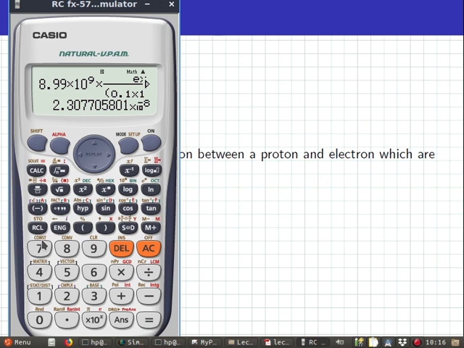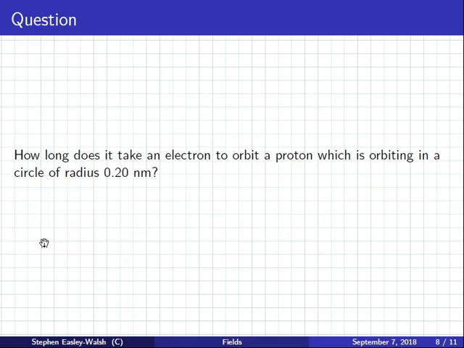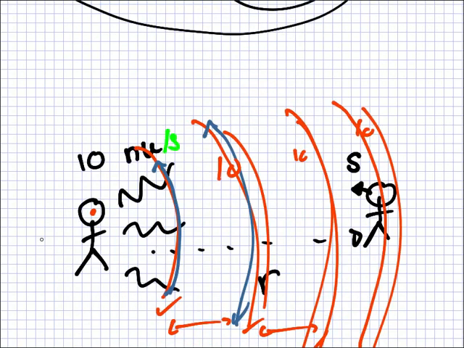Yes, no, maybe so? Yes. Yeah? Okay. Right. Now, here's a juicy one. How long does it take an electron to orbit a proton, which is orbiting in a circle of radius 2 nanometers? So we'll do this one together. This is the picture.